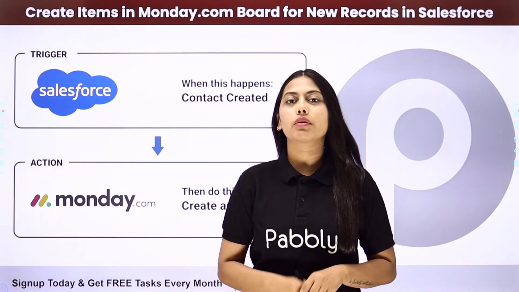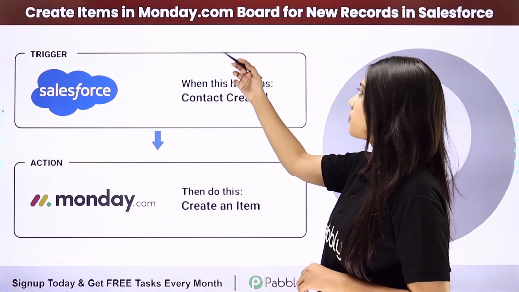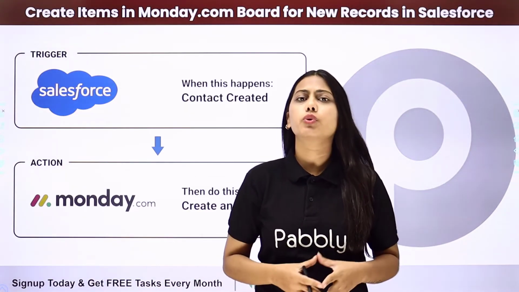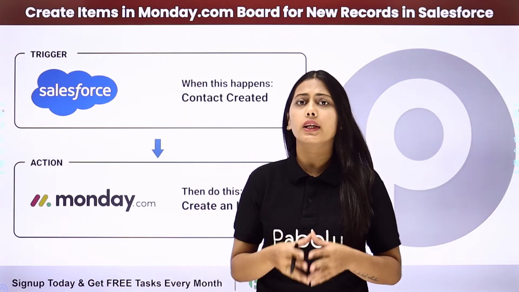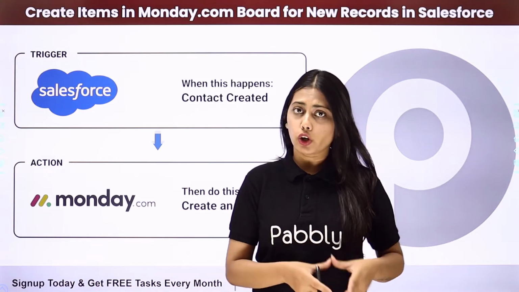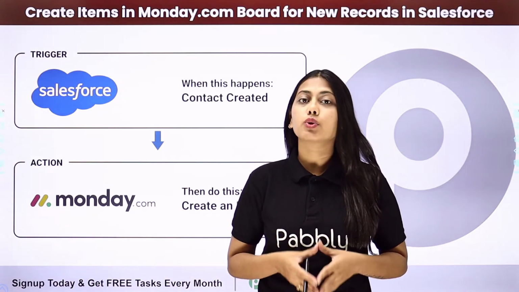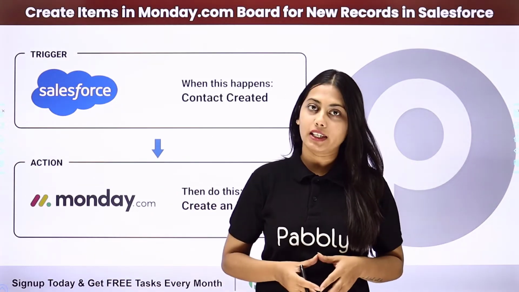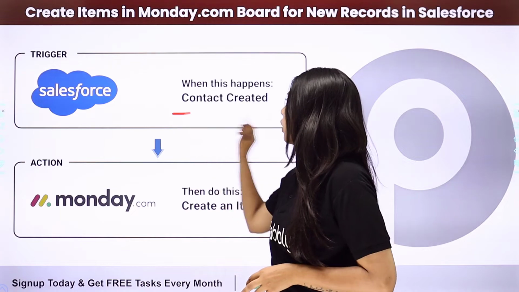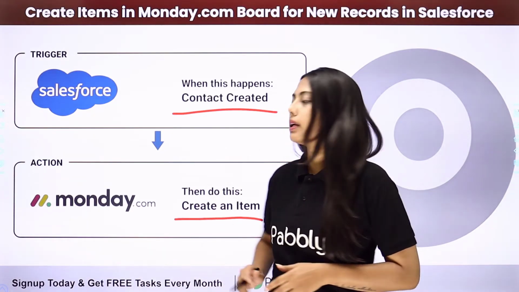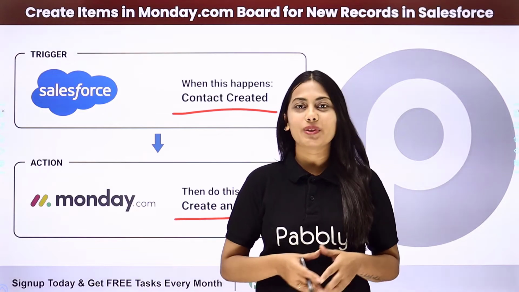Hello everyone, today we will learn how to create items in Monday.com board for new records in Salesforce. So whenever a new record is created in Salesforce, whether it is a lead or a contact, you want that to be created in Monday.com as an item. So rather than doing it manually again and again, you can create this automation with the help of Pabbly Connect, where our trigger will be the contact created in Salesforce and our action will be to create an item in Monday.com. Let us learn how to do that.